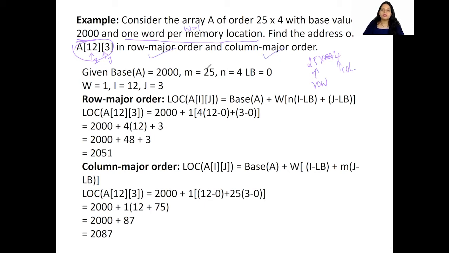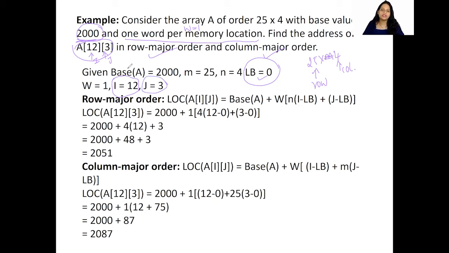So first let us write down the details we have. Given, the base address is 2000. And m is 25 because it is an array of 25 into 4, so m value is 25 and n value is 4. Lower bound is always 0, because our subscript always starts with 0, whether it is a one-dimensional or a two-dimensional array. Word is 1, which we got from this sentence. I value is 12, since the data item is in the 12th row and the 3rd column.